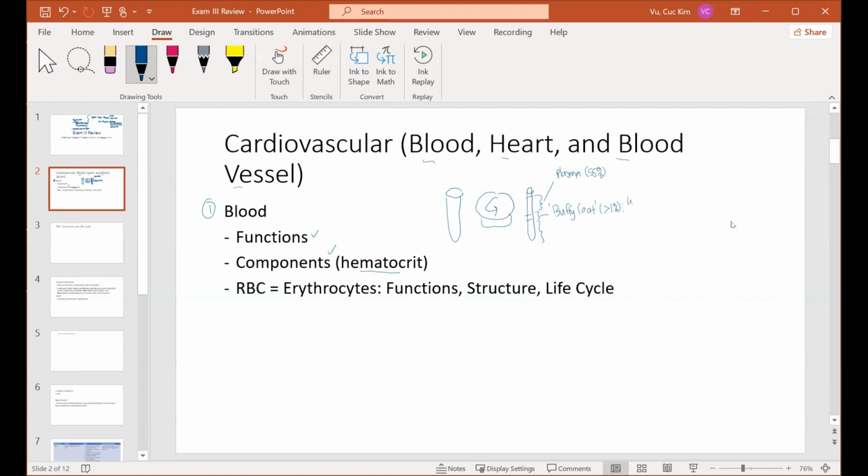It's going to include your white blood cells. And your white blood cells are also known as leukocytes. And then it's also going to include your platelets.